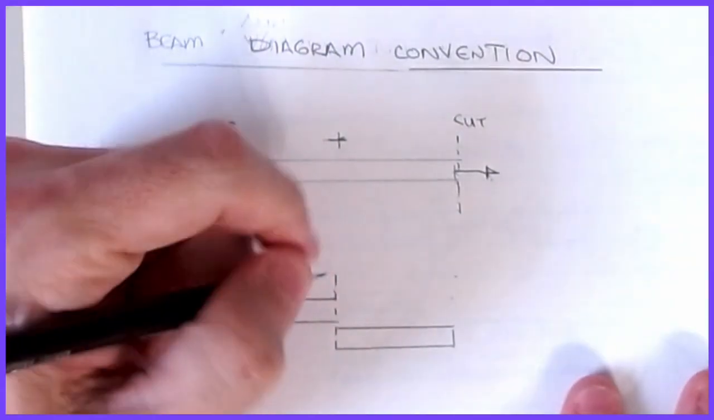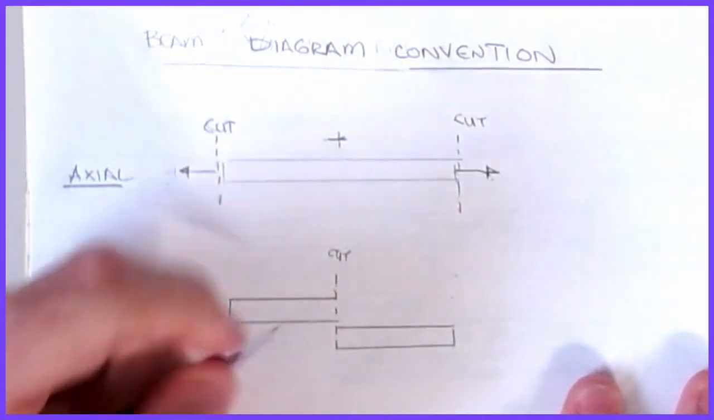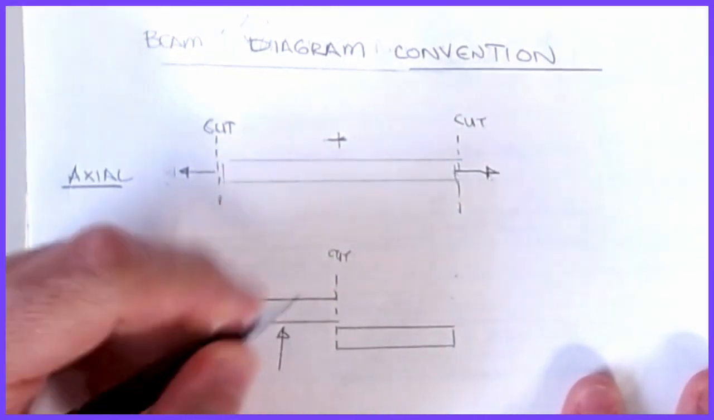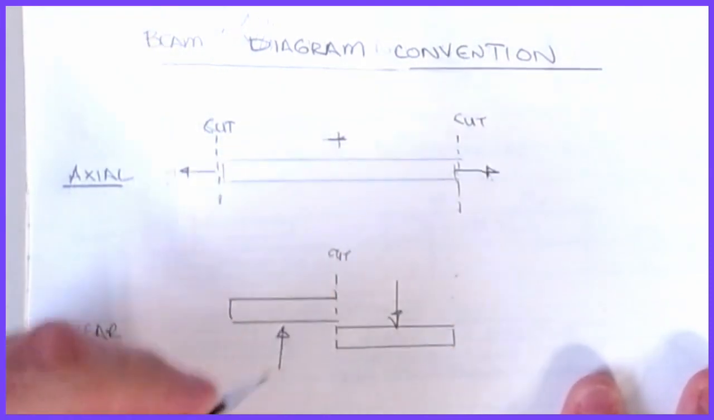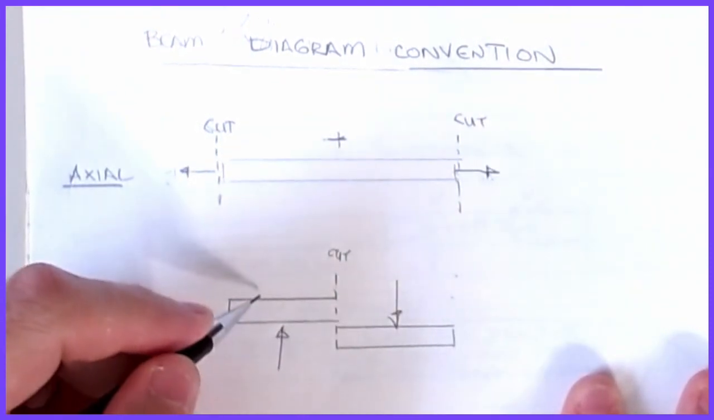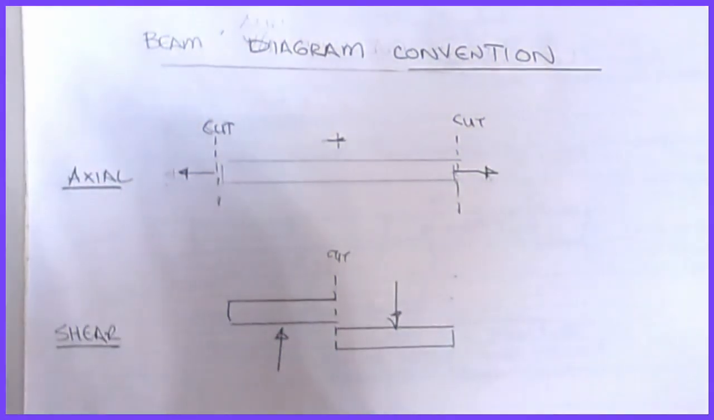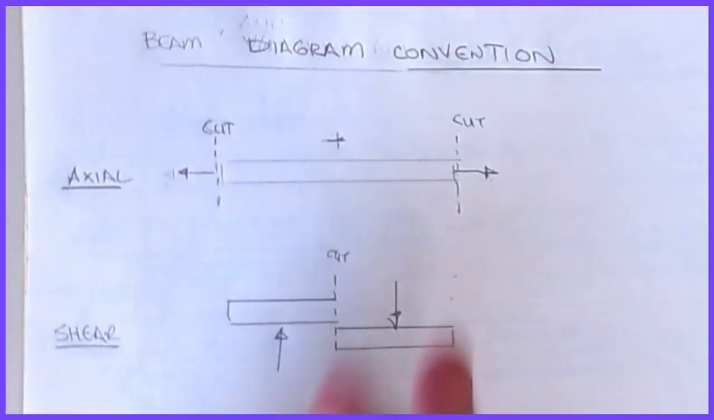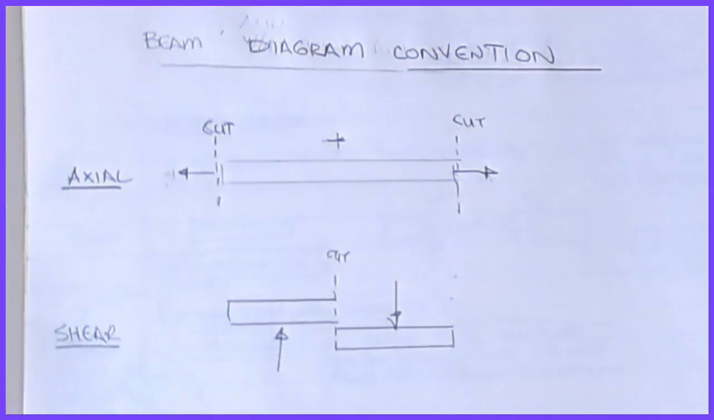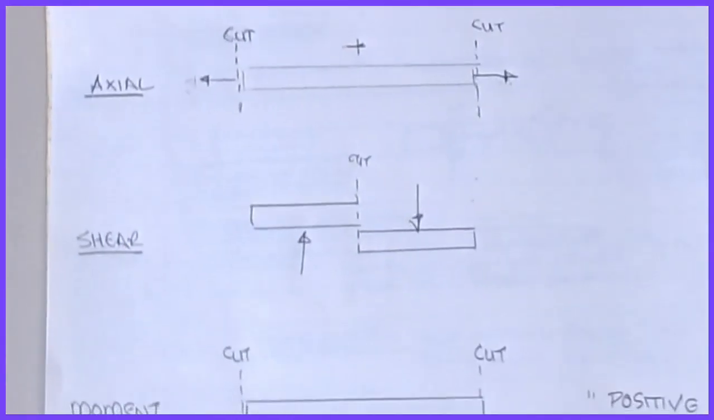For shear, here's my cut, and now it's this way. If I'm to the left of the line, it forces the left side up. If I'm to the right of the line, it forces the right side up. So if you can remember, just draw the cut line whenever you cut a structure, and then look at these diagrams, and this will get you the sign convention that you need. It's important for the moment diagrams.